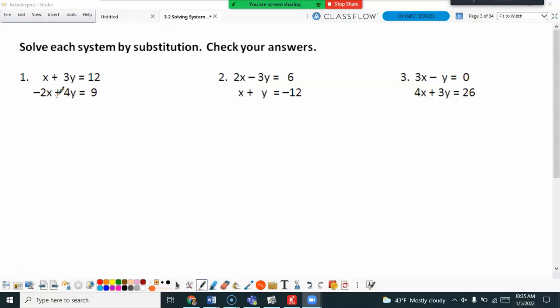So what I mean by that is if you look at this first equation here, I have x, 3y, and 12. So the variable x has a coefficient of 1. So what I'm going to do is solve for x in that first equation. So I'm going to rearrange my terms to solve for x, giving me x equals 12 minus 3y. So now, just like the warm-up, I'm going to replace the x in my other equation with 12 minus 3y. So I'm going to replace that x there with 12 minus 3y. And I'm going to solve for y.